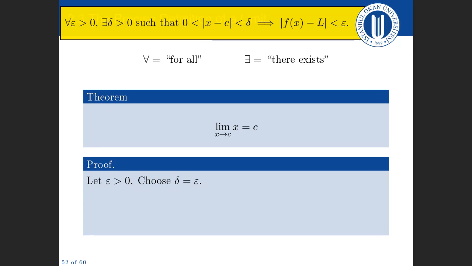Then we do the conclusion of the definition. If x is close to c, or more precisely, if the absolute value of x minus c is between 0 and delta, then the absolute value of x minus c is less than delta, because of course it is, and delta is equal to epsilon. And that's it. That is the proof that the limit as x tends to c of x is equal to c.